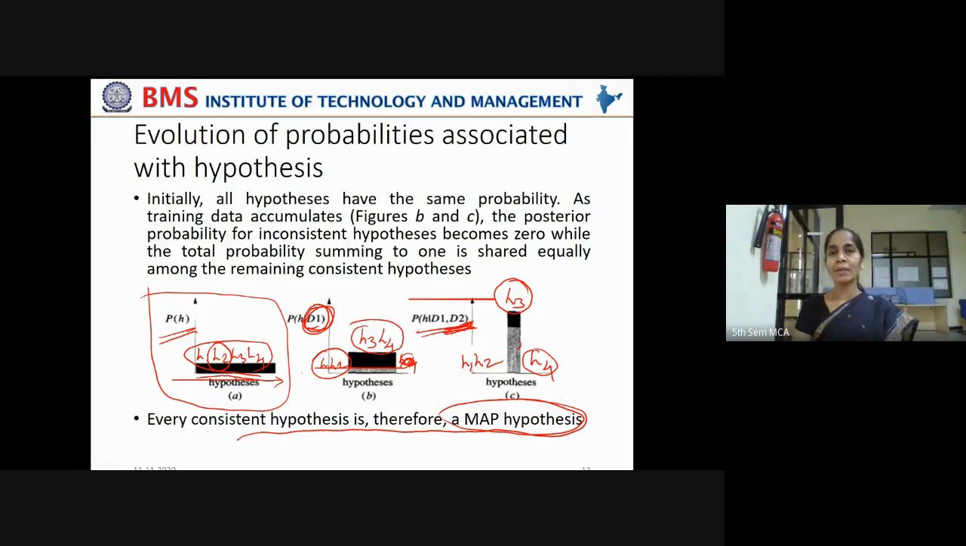But most of the time, you will get one hypothesis which has the maximum likelihood of being observed for the given training examples.